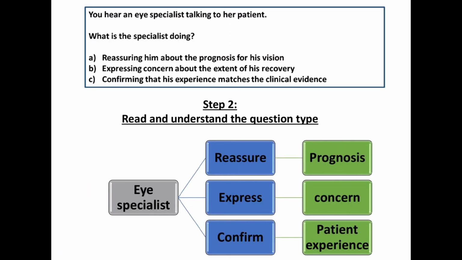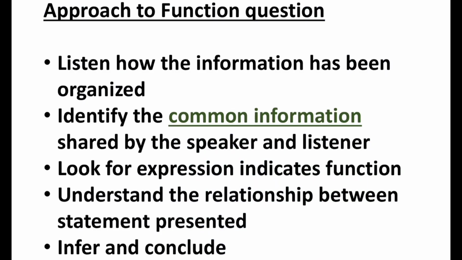Now listen to the conversation in the order of the information presented. Recognize the common code of interaction between both. Look for expressions that emphasize common information. Infer and derive the answer by identifying the element that is necessary for the conversation to happen.